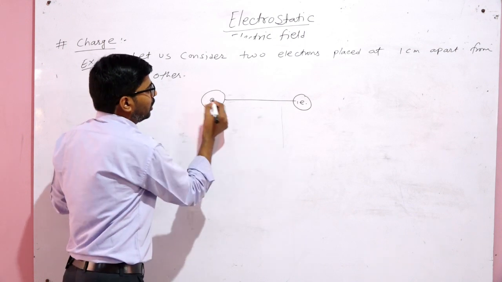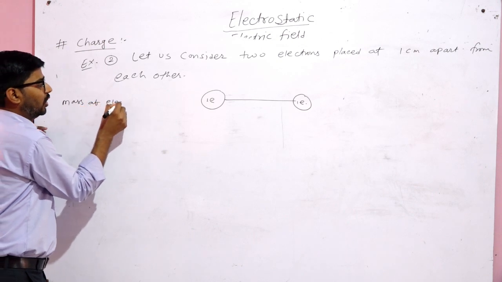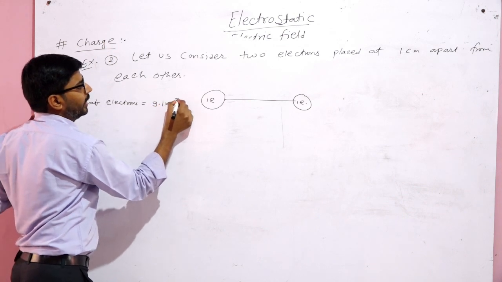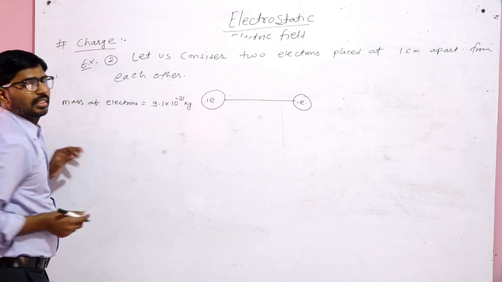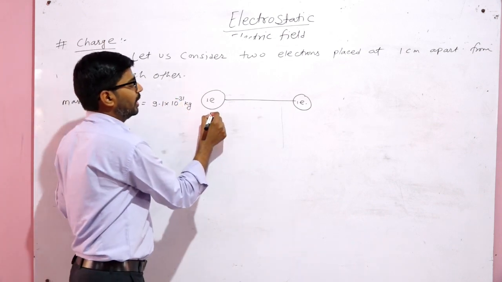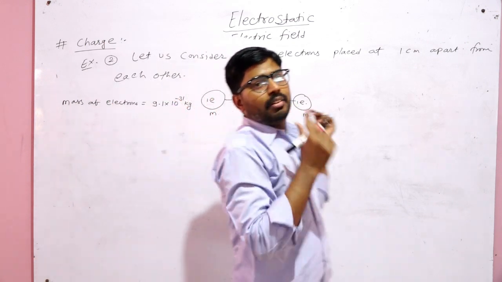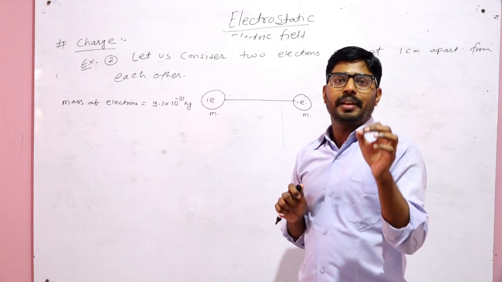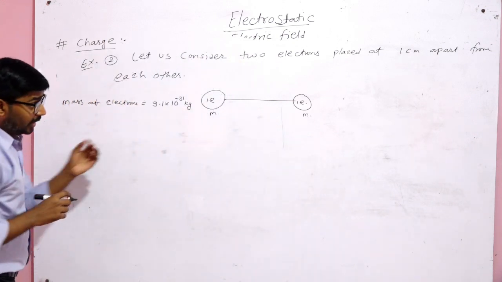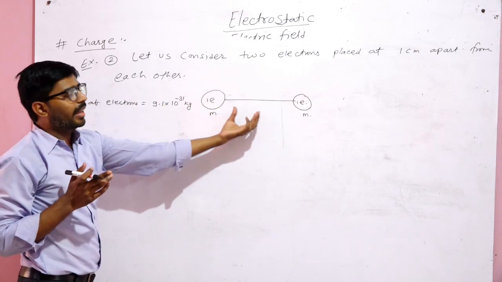Clear or not? We also know that the mass of an electron is equal to 9.1 multiplied by 10 raised to power minus 31 kg. This is the mass of one electron, and this is the mass of the other electron. Two massive bodies placed at a distance, then what will happen? A gravitational force will occur, and the gravitational force is an attraction force between two bodies. इन दोनों बॉडी के बीच में एक attraction force होगा, वही gravitational force होगा जो यहाँ पे apply होगा.